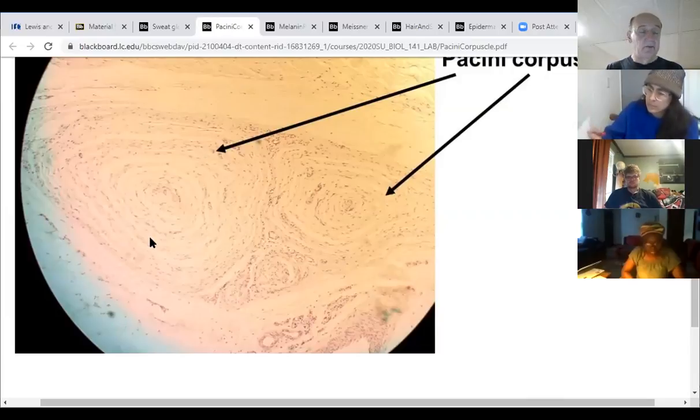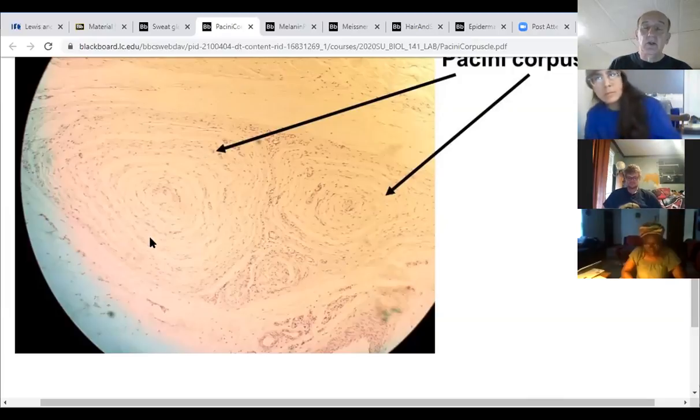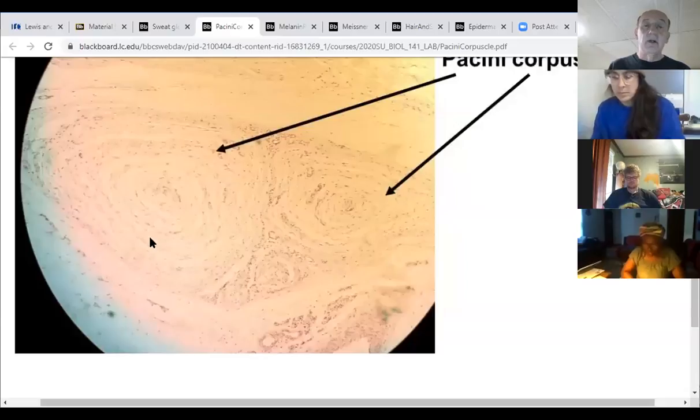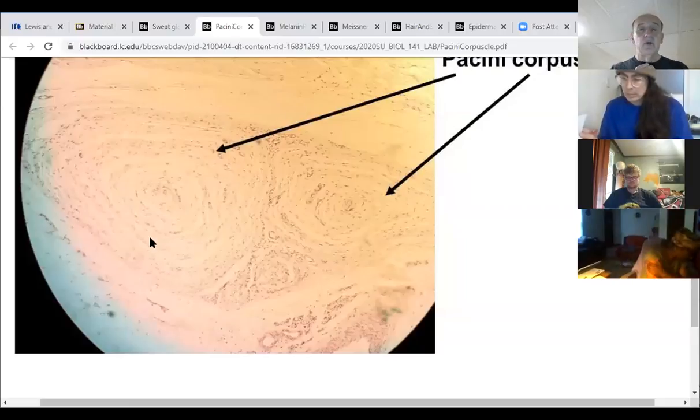And again, I'm projecting from the lab shell, and the labeling is there. Pacini corpuscles and Meissner corpuscles are probably the most challenging aspect of all the microscope slides that we have looked at in this entire first part of AMP1.